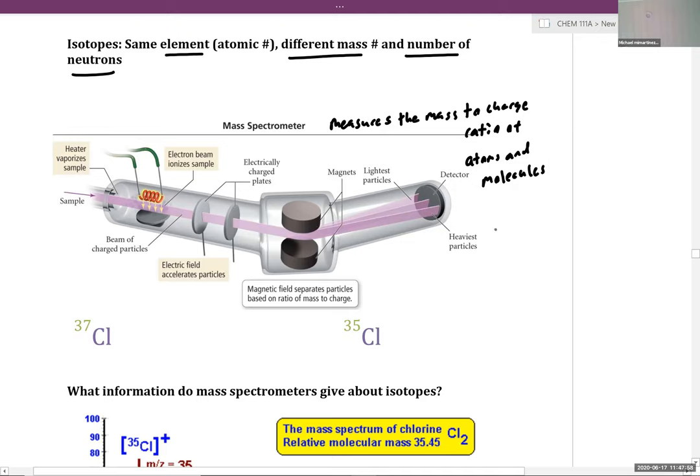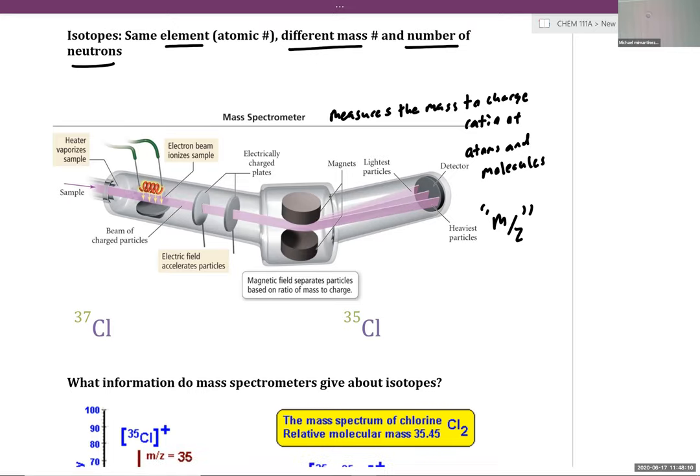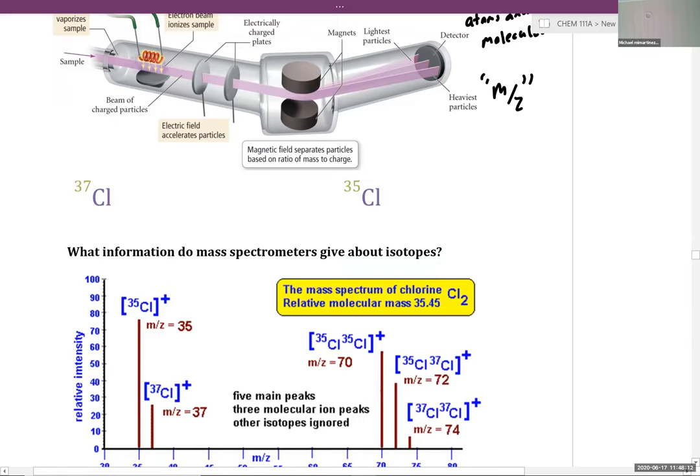So it measures the M over Z ratio, the quote unquote M over Z or mass to charge ratio. Now, why is that relevant to isotopes? Well, let's suppose we look at the two isotopes of chlorine. These two isotopes will have a different mass.